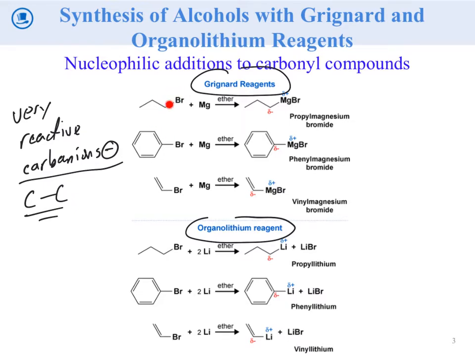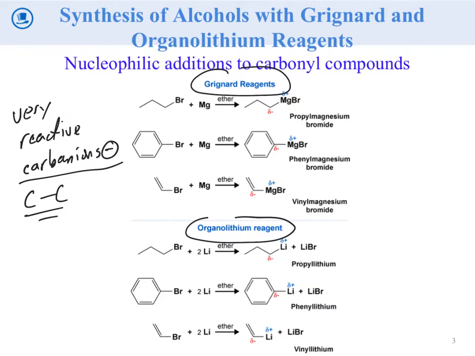So let's look here. Of all of these, we start with an alkyl halide. All of these have carbons that are actually electrophilic. What we're going to do is turn that delta plus carbon into a delta minus, or even a carbanion-type carbon. And we're going to do that with a metal. Because metals are not very electronegative, this metal is going to insert into that bond.